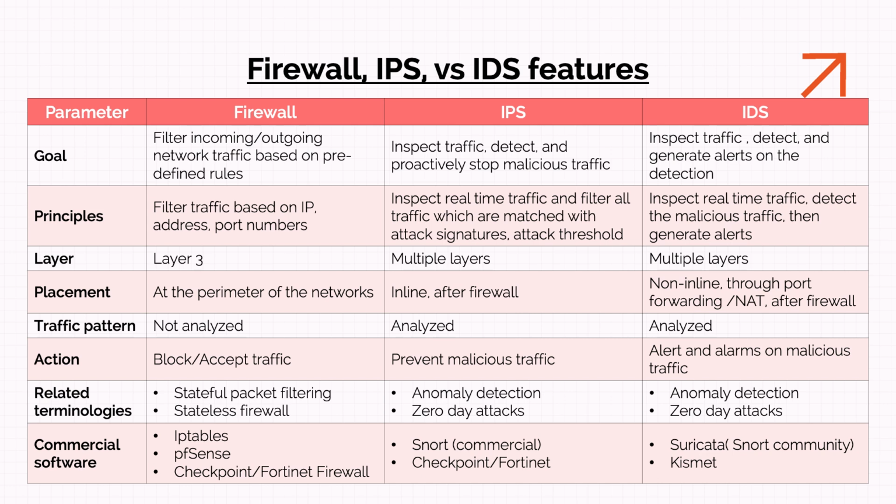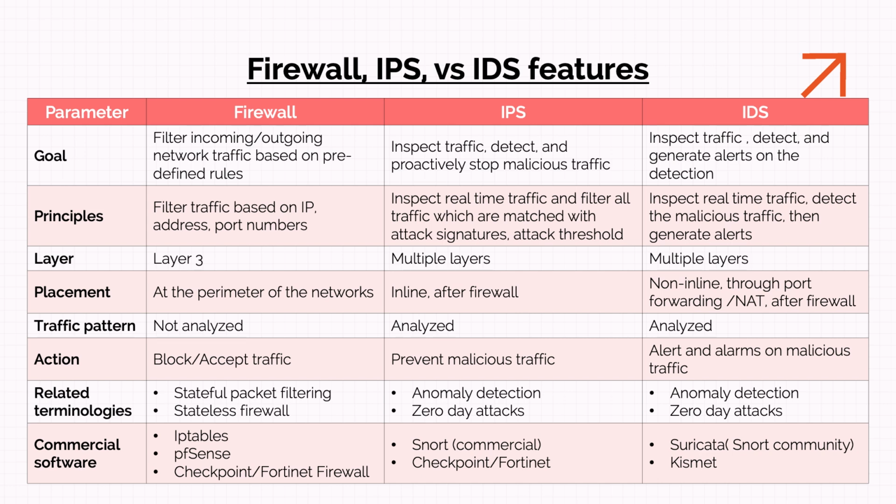And the other difference between the firewall, IPS, and IDS is placement. The firewall is placed at the perimeter or the border of the network. But IPS or IDS are installed after the firewall, because the firewall blocks many kinds of simple traffic, so it helps reduce the traffic load for the IPS and IDS. Actually, that's the placement in practice.